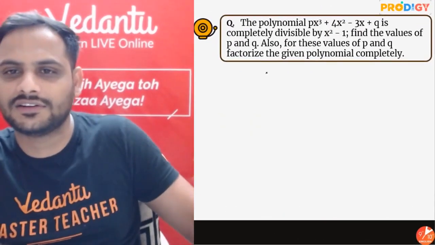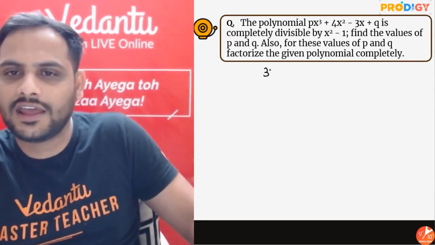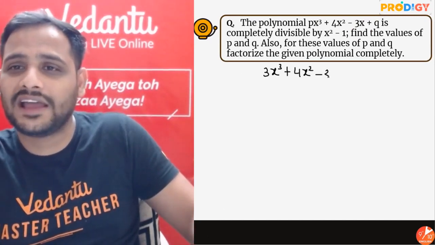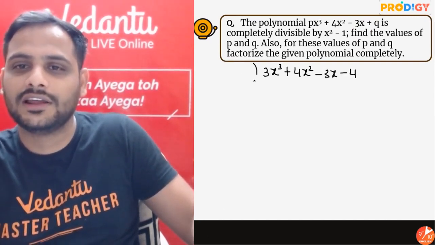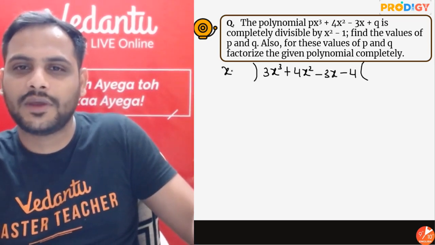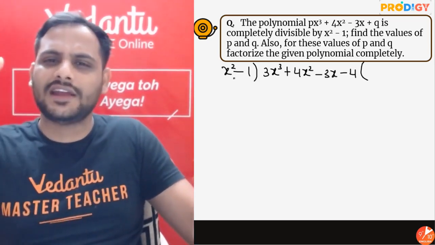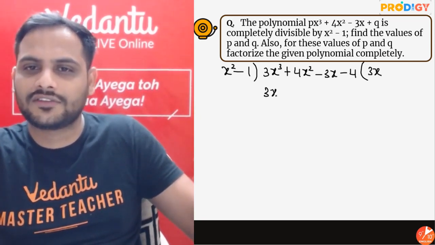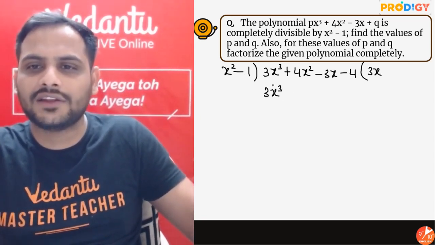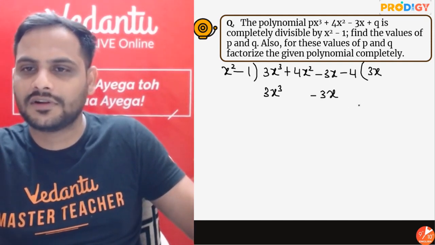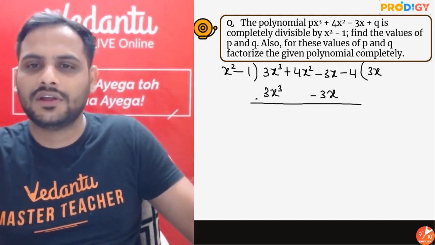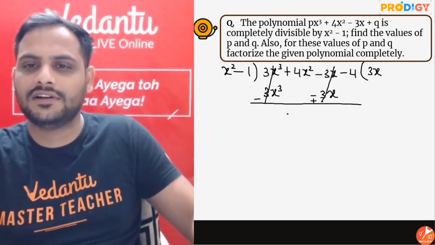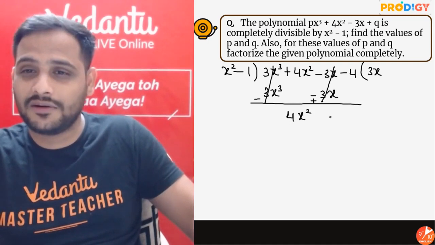Let's do that division. So 3x cube plus 4x square minus 3x minus 4 is divided by x square minus 1. How do I create x square from 3x cube? So multiply with 3x. Okay, so 3x cube, and 3x into minus 1 is minus 3x, right over here. What I'll do now, subtract, so minus, this will become plus, cancelled. We are left with 4x square minus 4.